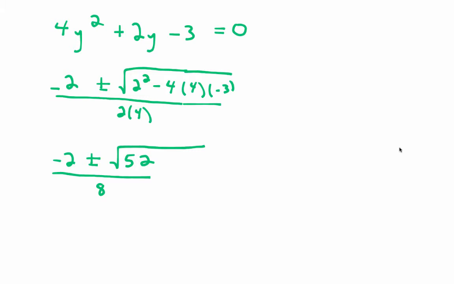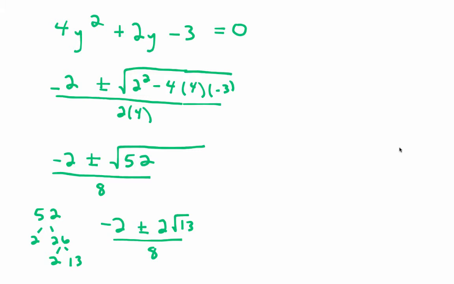And you can simplify this because if you break down 52, 52 is 2 and 26. 26 is 2 and 13. So I did all that to say that's negative 2 plus or minus 2 square root of 13 all over 8. You can simplify here again. And that will be negative 1 plus or minus square root of 13 all over 4.